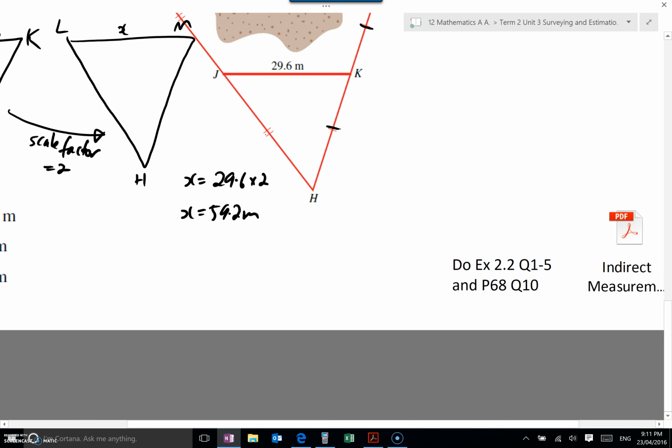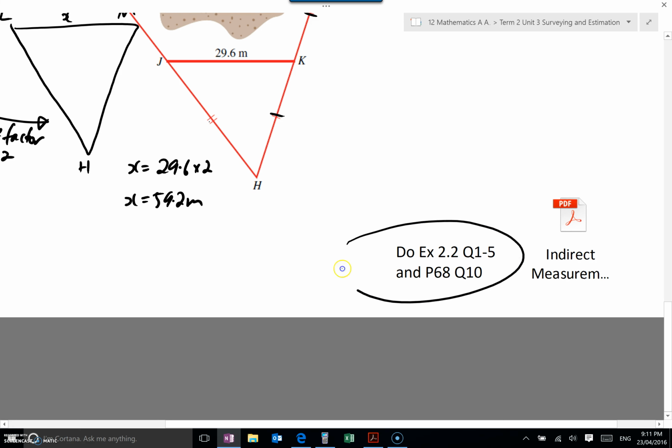Mainly using Pythagoras, similar triangles, and congruent triangles. Have a go at these questions, and if you want more, there's some more in that PDF on the page there.